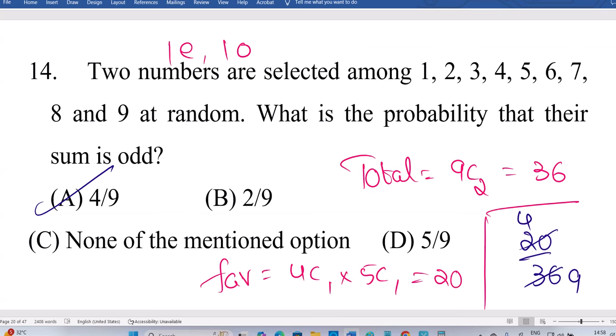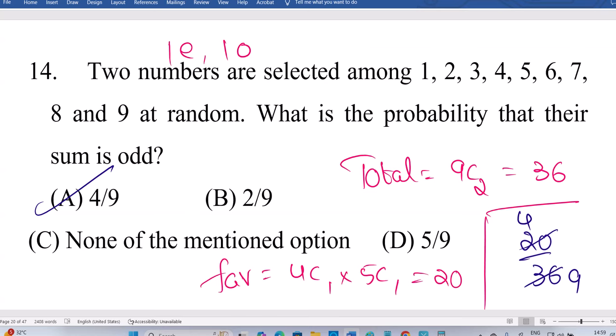Summation odd means then what should be your answer? Yes, guys, listen. If the sum is even, what changes do you need to make, and what is the answer? Answer is 5 by 9, sir, because this is 4 by 9. Sum must be odd or sum must be even, and when it is 4 by 9, even will be 5 by 9. But leave that. How did you get that 5 by 9 numerator? I want only the favorable.